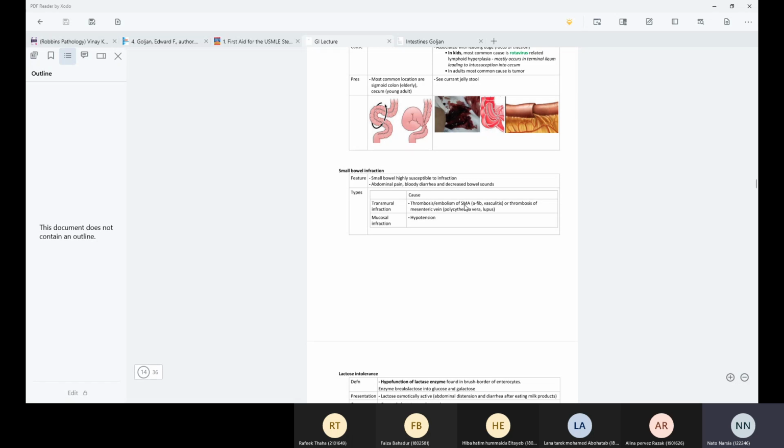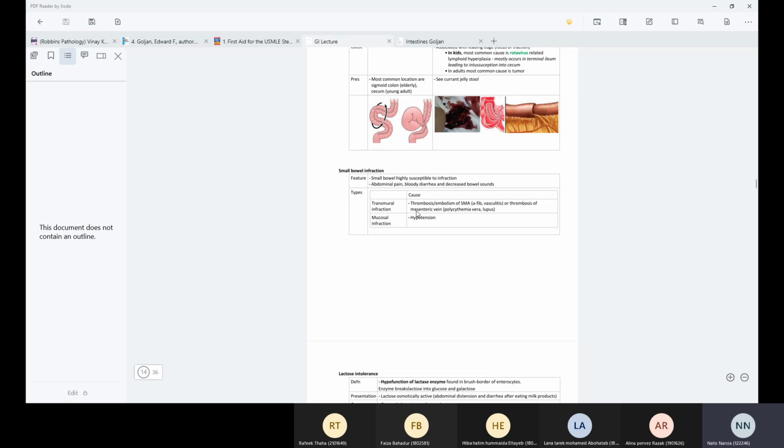And what is the clinical manifestation? Clinical manifestation, guys, will be pain. Stomach pain, most likely related to ischemia and necrosis. Severe pain you will have, and melena as well.